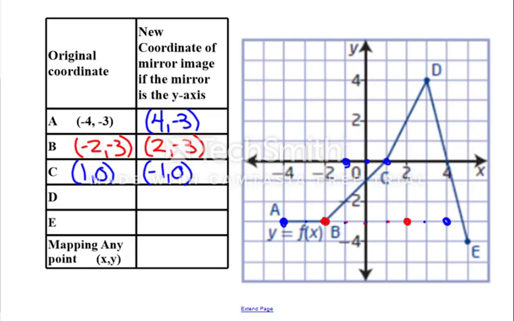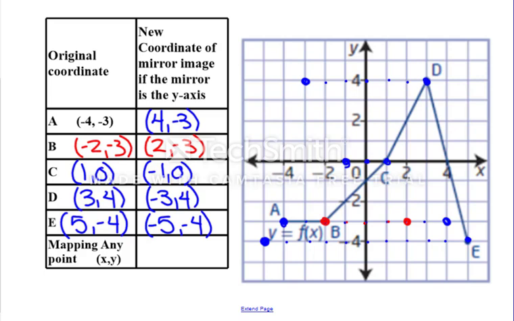Point D is, what are we at there? 3, 4? So 3 units away from the y-axis. We need to be 3 units away from the y-axis. And lastly, point E, we are at 5, -4. We are 5 units away from the y-axis. We need to be 5 units away on the other side of the y-axis.